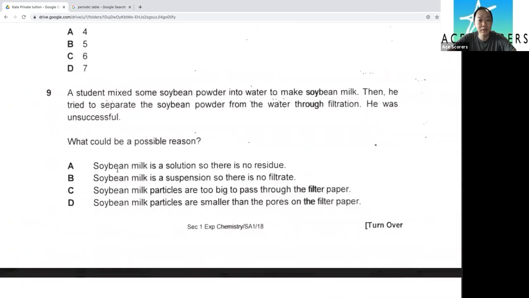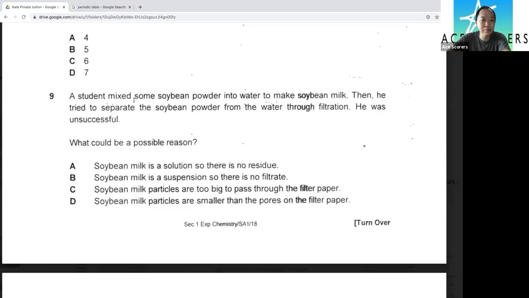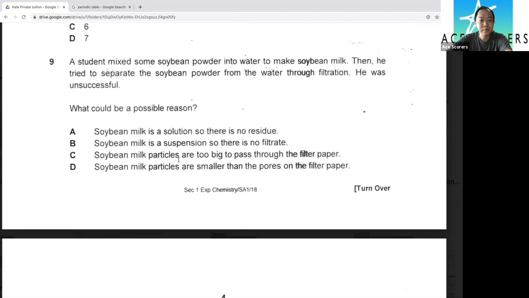Okay, next one. A student mixed some soybean powder in water to make soybean milk. Then he tried to separate the soybean powder through filtration. He was unsuccessful. Why? Because when you put the soybean milk powder in the water, the whole thing dissolves. If it dissolves, how can you separate using filtration? So the answer is A. Soybean milk is a solution. No residue, so you cannot filter it.